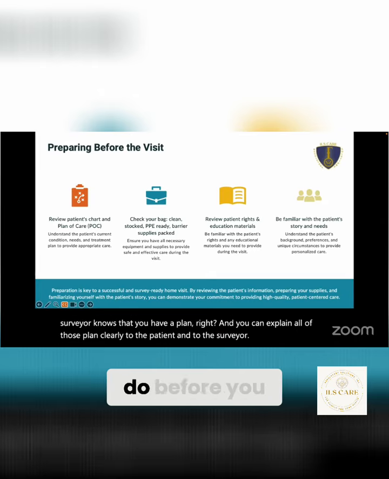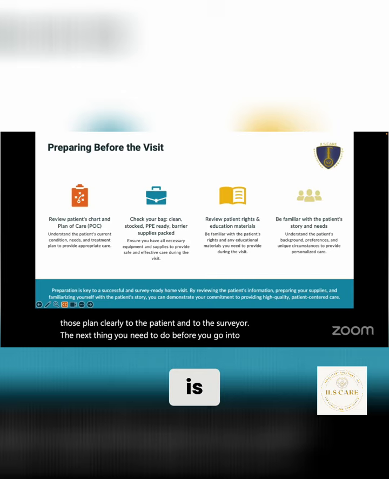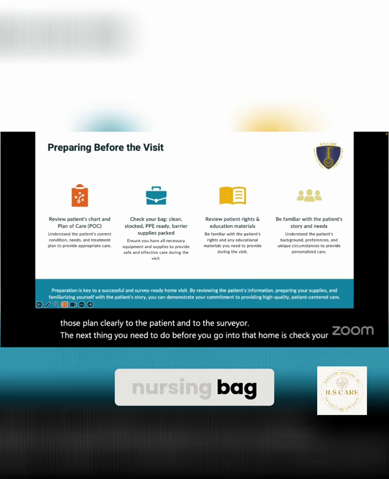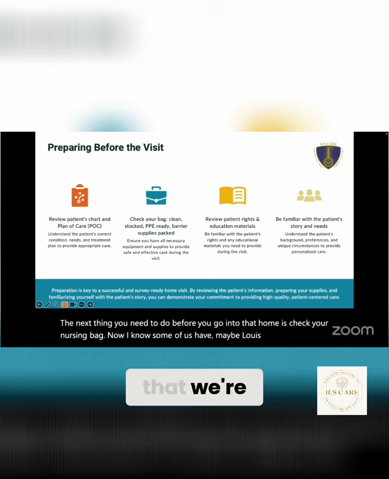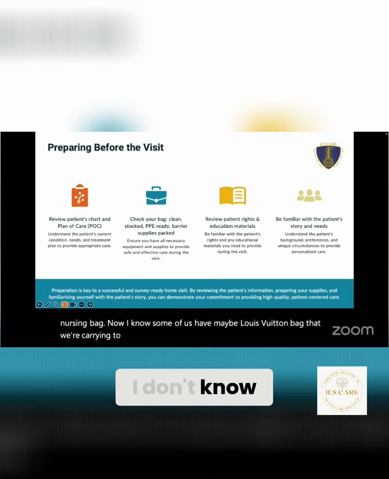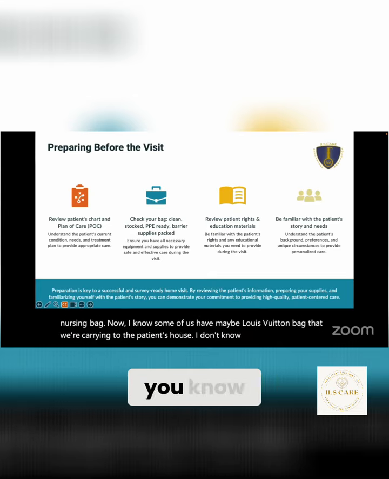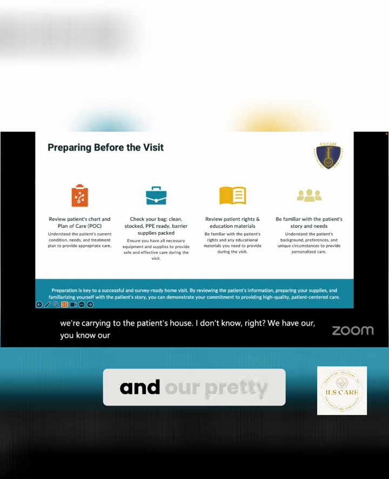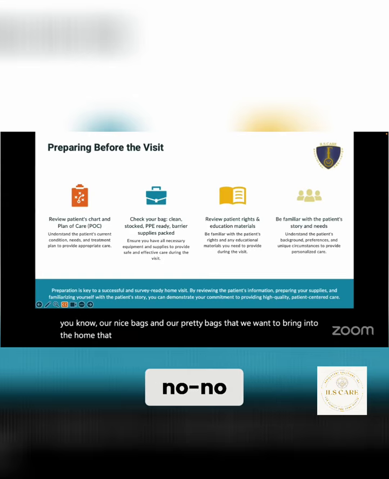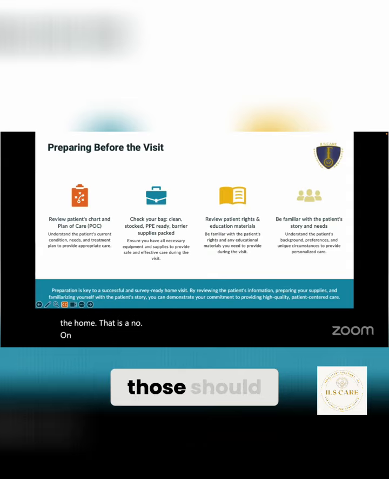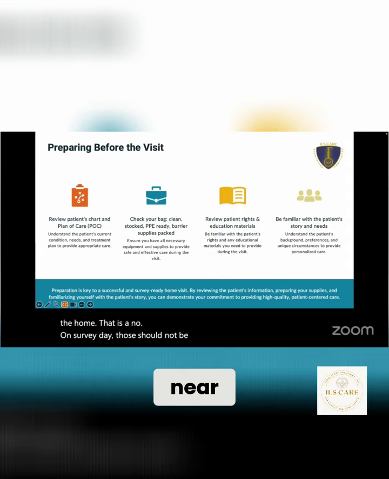The next thing you need to do before you go into that home is check your nursing bag. Now, I know some of us maybe have a Louis Vuitton bag that we're carrying to the patient's house. We have our nice bags and our pretty bags that we want to bring into the home. That is a no-no. On survey day, those should not be anywhere near the patient's house.